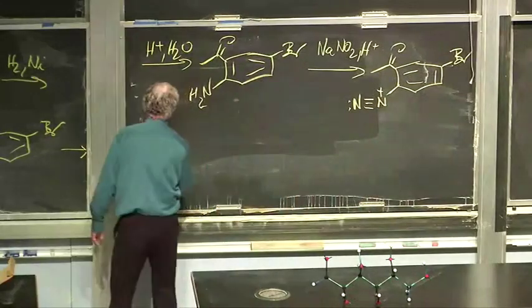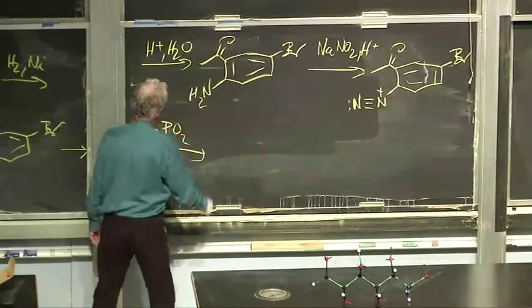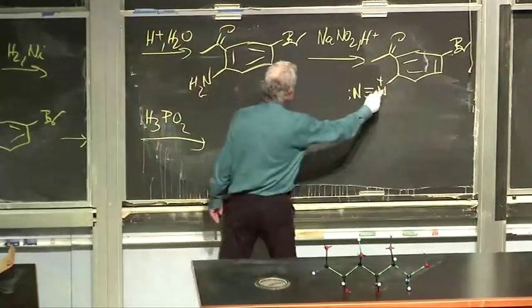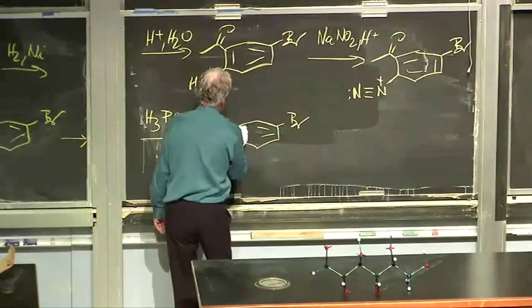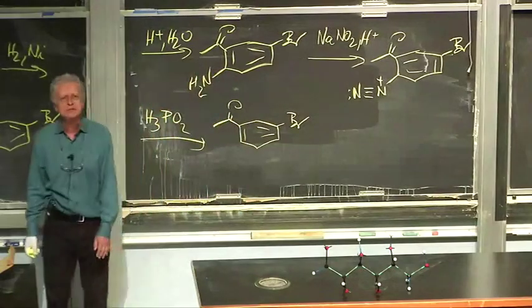And that diazonium ion we can reduce with H3PO2, a reducing agent that transfers a hydride to where the nitrogen is, and that gives us the correct meta-substituted substrate. So we are almost home free.